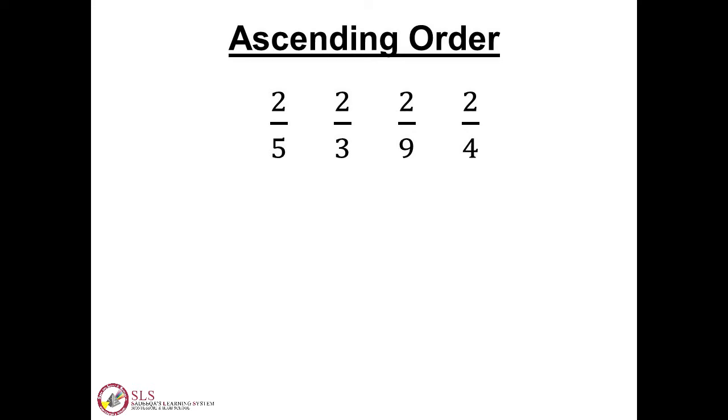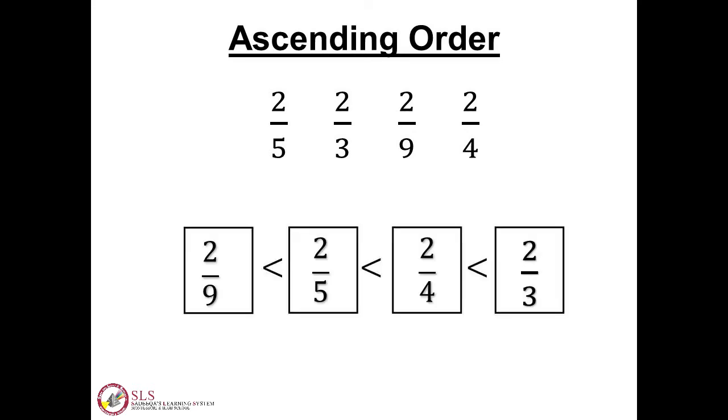Now let's arrange these fractions in ascending order. Look at the denominators carefully. Denominators are 5, 3, 9 and 4. Recall the rule. In unlike fractions, the smaller the denominator, the greater is the value of the fraction. So, according to the rule, 2 by 3 is the greatest one and 2 by 9 is the smallest one. So first we will write 2 by 9, then 2 by 5, then 2 by 4 and lastly 2 by 3.